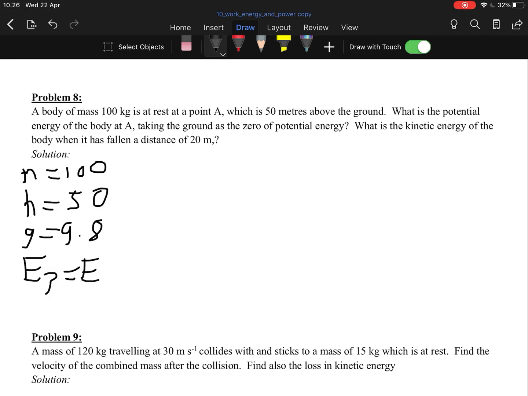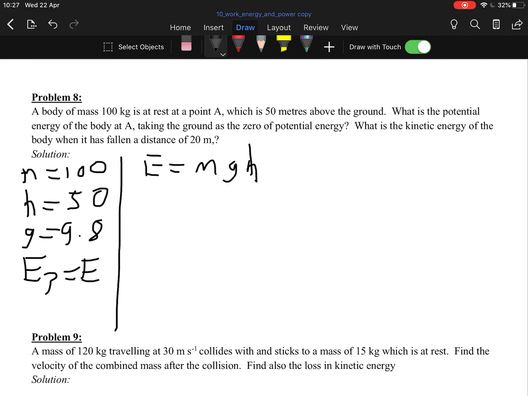And we're looking for EP. I'm just going to call it E here. Okay. Taking the ground as 0 potential energy. So in other words, at 50, the ground is 0. That's fine. Be careful with that. Sometimes they can change that to make the ground a certain percentage of potential energy. But generally we assume, unless stated otherwise, it's 0. Okay? So we're 50 meters above the ground. What's the potential energy of the body at that point?